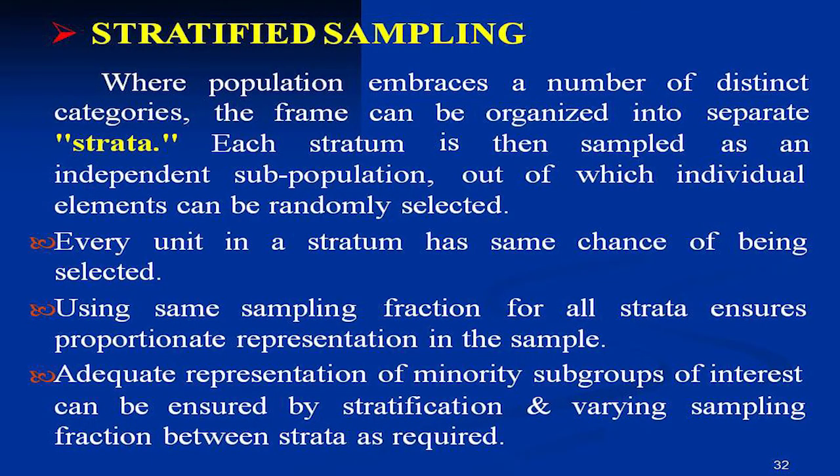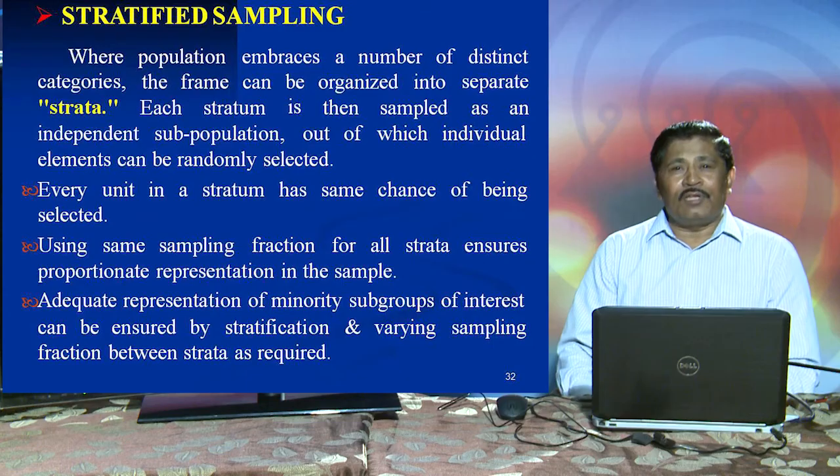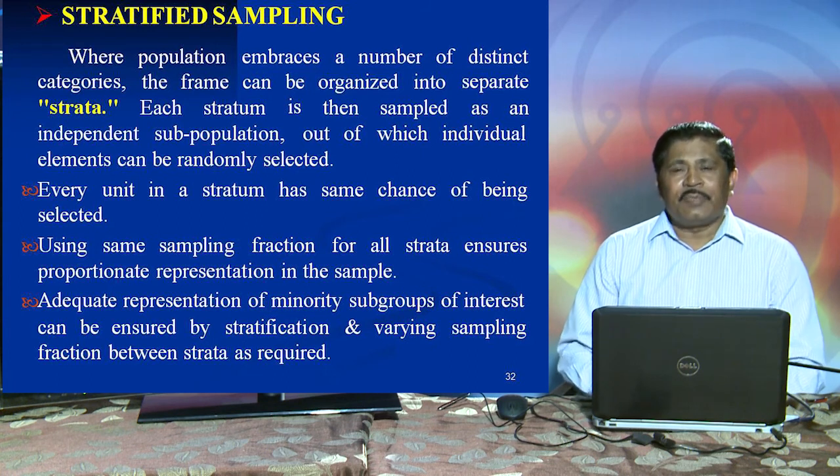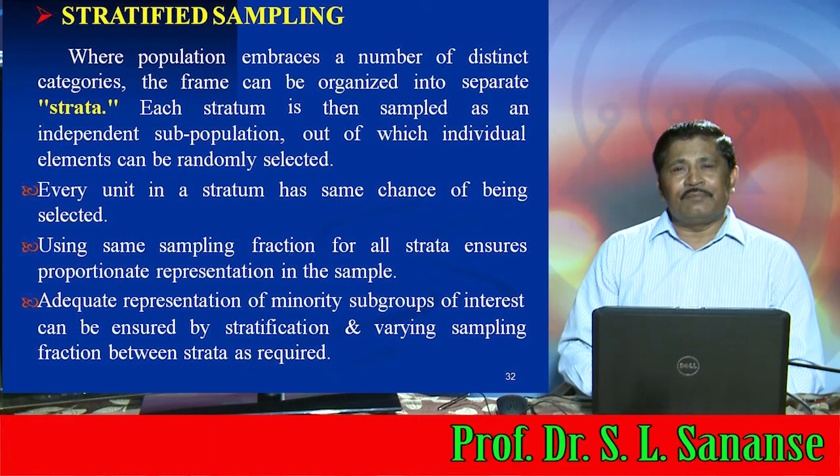This sampling is also very important in sampling and in research also, because most of the time we get a heterogeneous population, and in a heterogeneous population if you select a simple random sample, the sample selected may not be representative. So, in this case we divide the heterogeneous population into homogeneous subgroups called strata, and from each stratum we select a simple random sample. This type of sampling gives the name stratified random sampling.